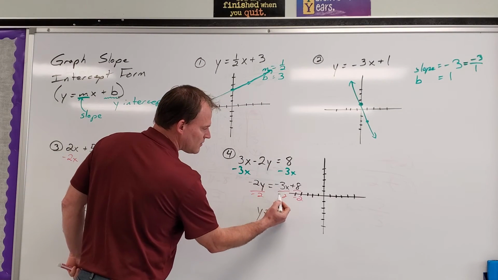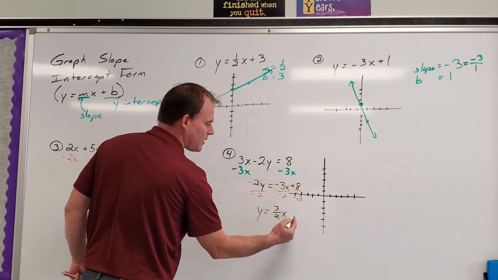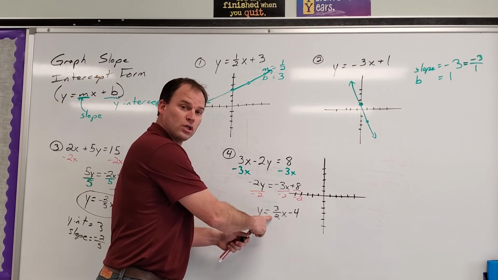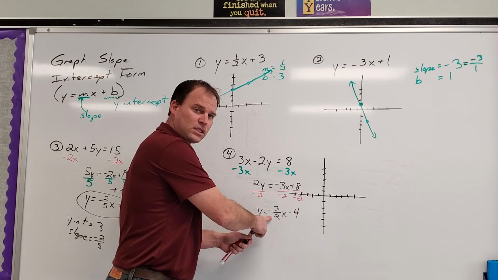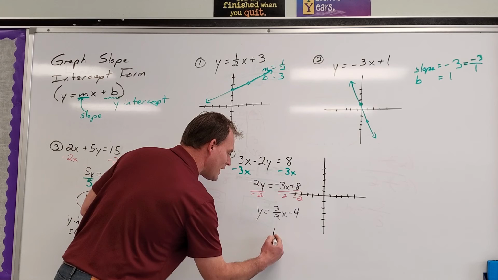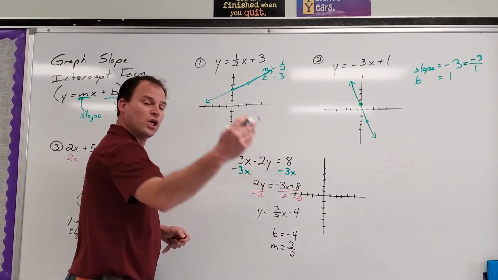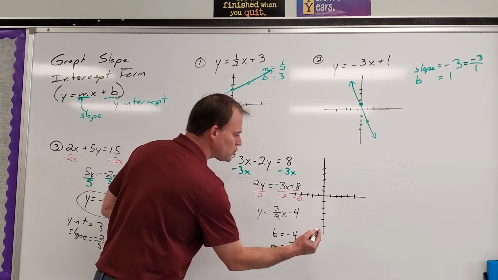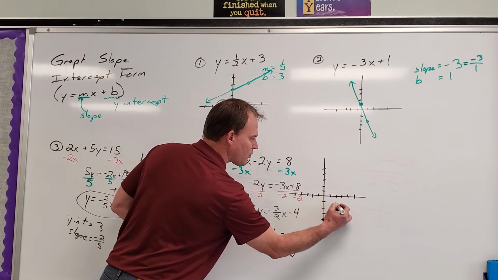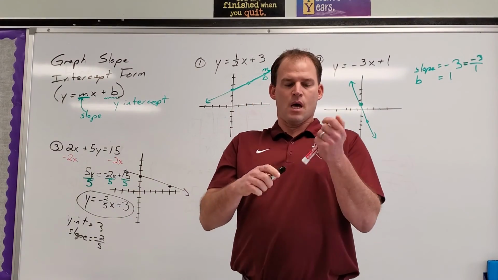Y equals negative divided by negative is +3/2x. +8 divided by -2 is -4. Don't do it. I want a nice improper fraction here so I can see what my slope is. So the y-intercept is -4. The slope is 3/2. So I put my y-intercept point first. +3/2 tells me go up 3, right 2. Draw the line. There you go.